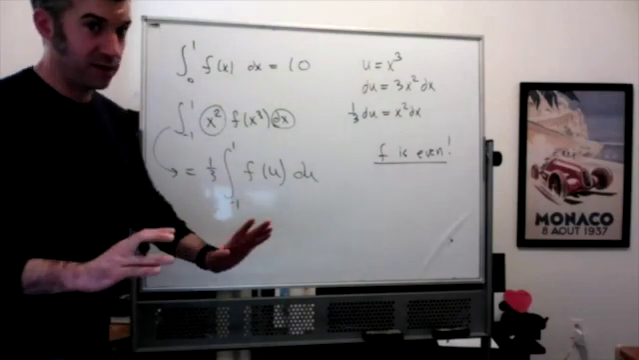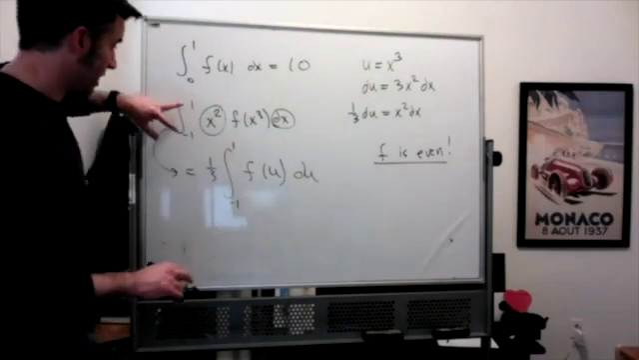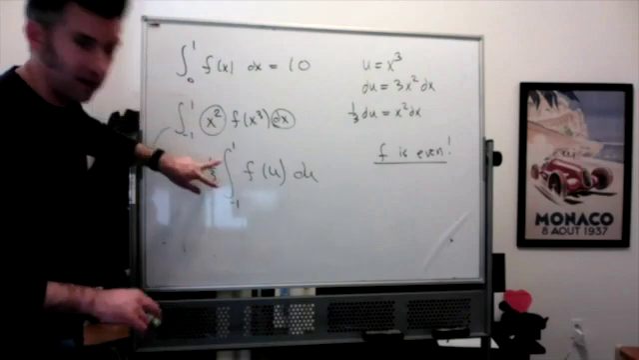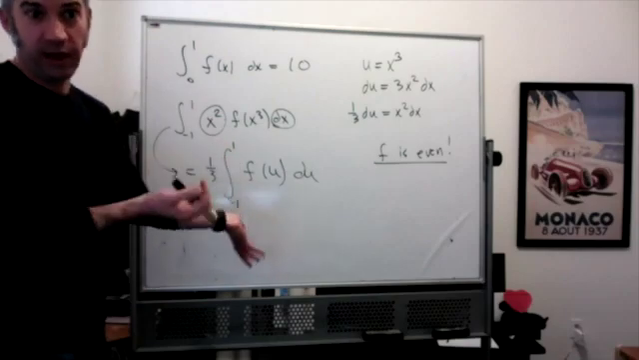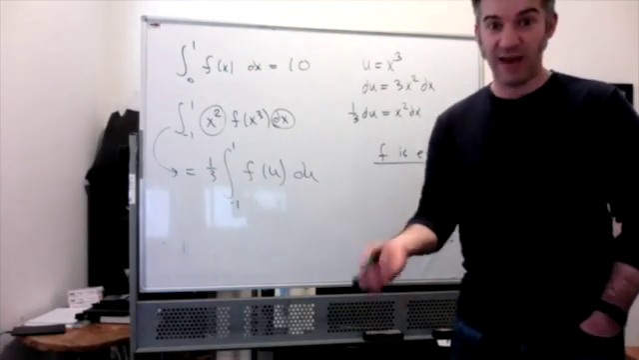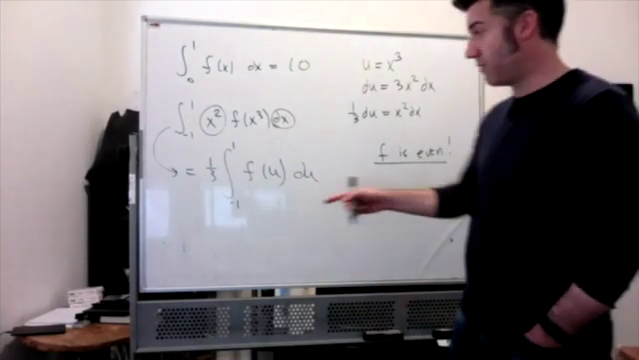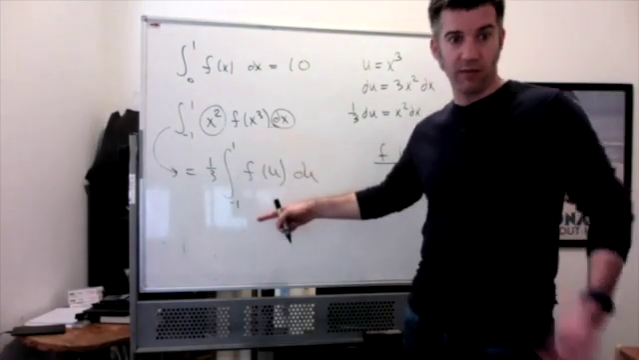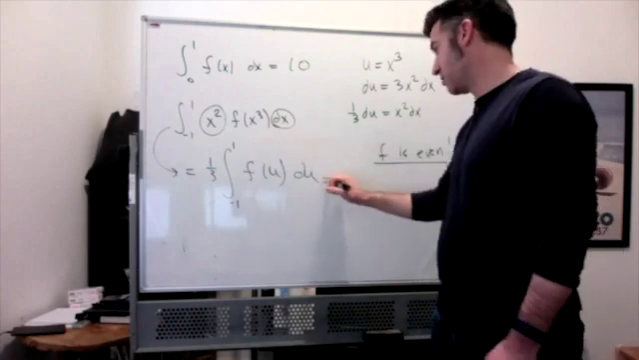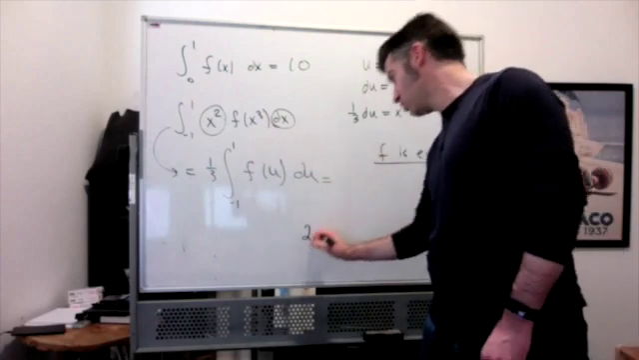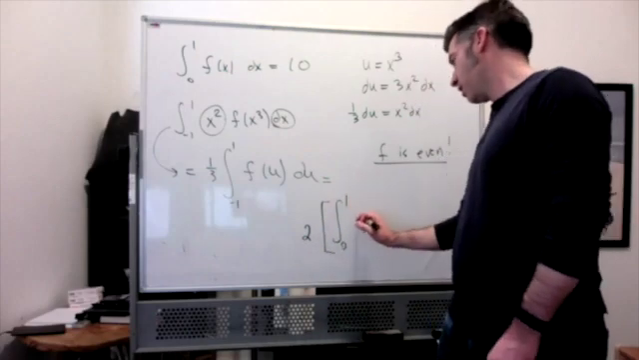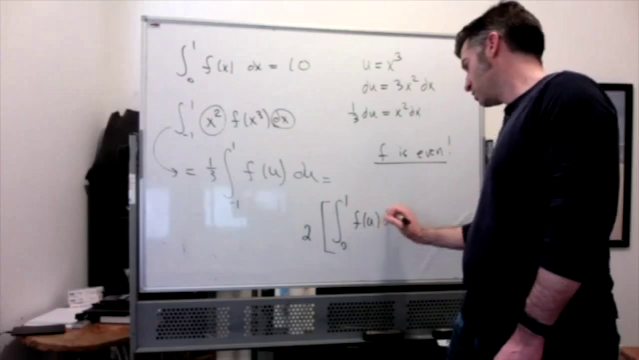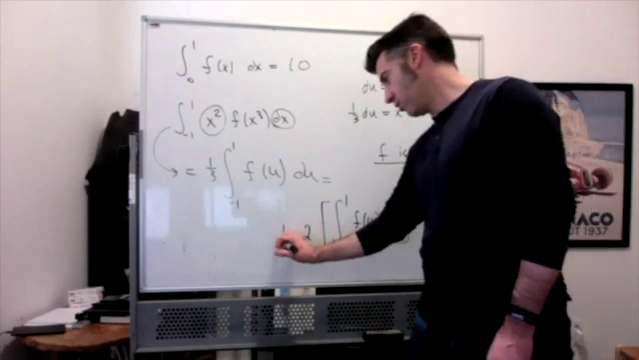But I really want everyone to be super clear. These are x values, these are u values. They just happen to be the same because u is equal to x cubed. But then the function f is even, meaning if you go from -1 to 1, or negative whatever to the same whatever, this is going to be equal to 2 times the integral from 0 to 1 of f of u du. And don't forget about the 1/3.